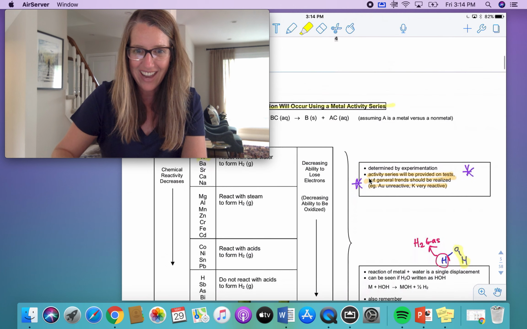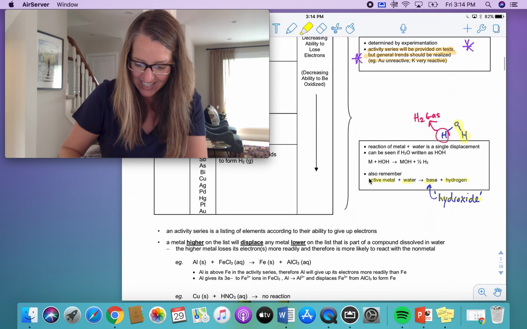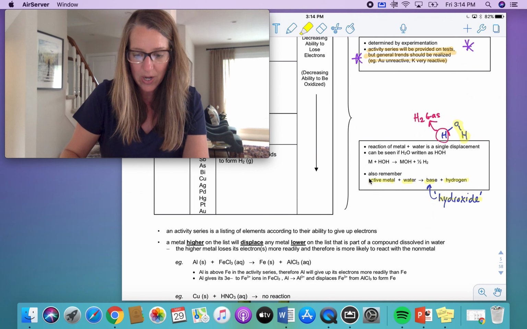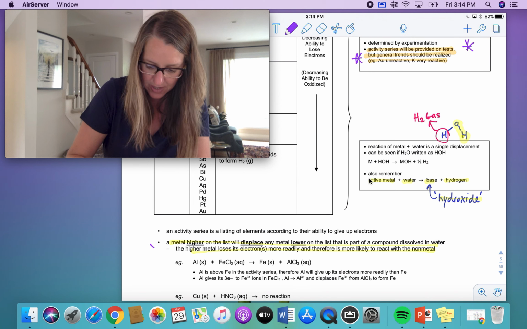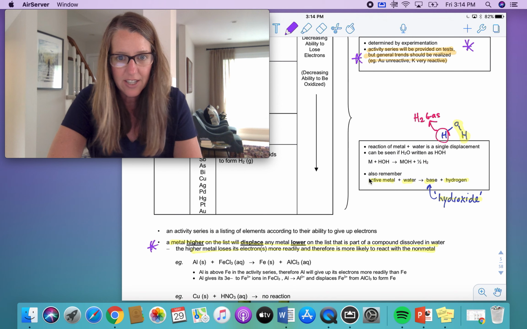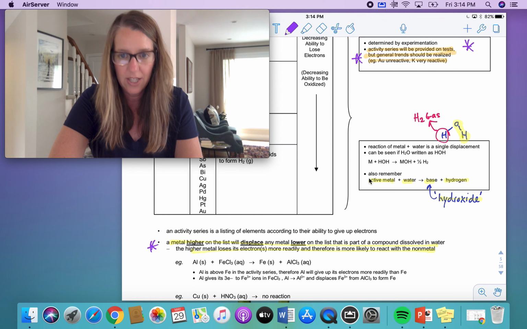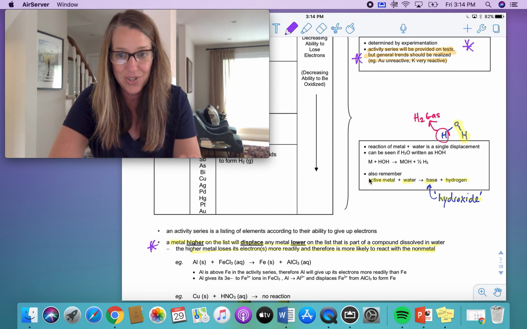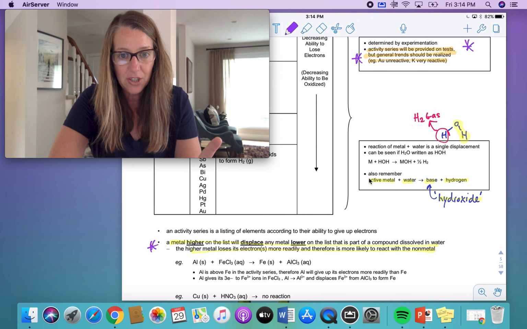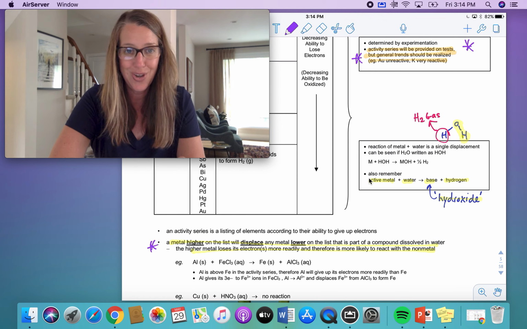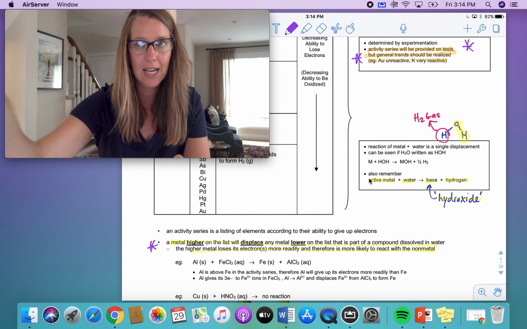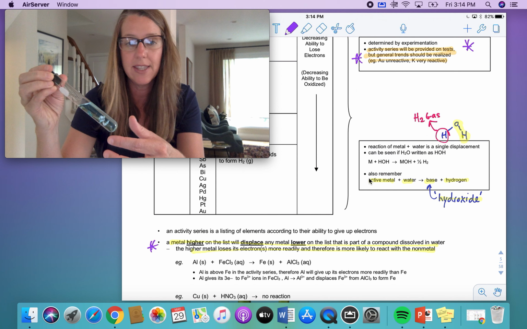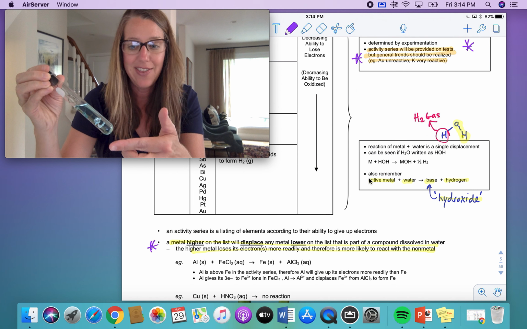My page is just a little bit slow. Here we go. For the first one here, there are 2 trends again, and what I want you to do is just highlight the trends and then think about what these mean. Here's the first trend. A metal that's higher on the list will displace any metal that's lower on the list that's part of a compound dissolved in water. The higher metal loses its electrons more readily and therefore is more likely to react with the non-metal. This probably reminds you of what we looked at in electrochemistry, when we did this demo with the copper and the silver nitrate.